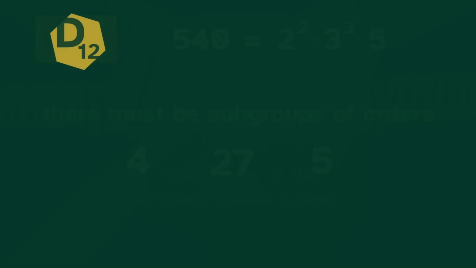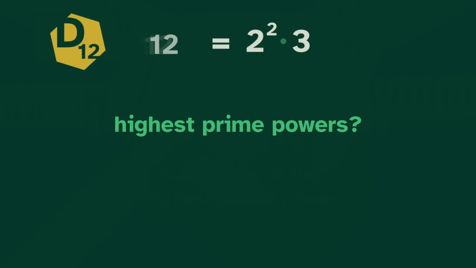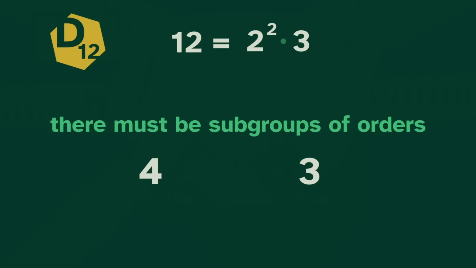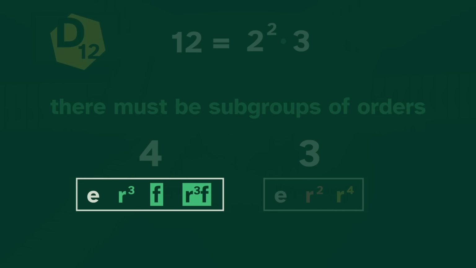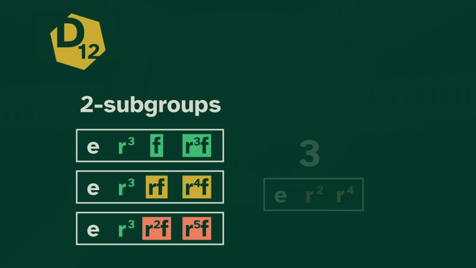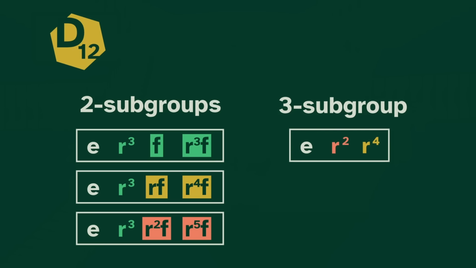For a smaller example, let's look at D12. What are the highest prime powers? 12 is 2 squared times 3, so 4 and 3? Yes. So the Sylow theorems tell us there must be subgroups of orders 4 and 3. Here they are. But actually, this one is not the only 2-subgroup. 2-subgroup? You mean 4? It does have order 4, but it's called a 2-subgroup, since 4 is a power of the prime 2. We name using the primes. D12 has these 3 2-subgroups, and just a single 3-subgroup.